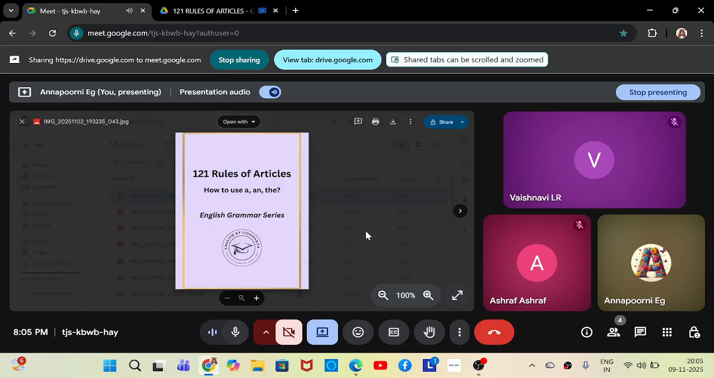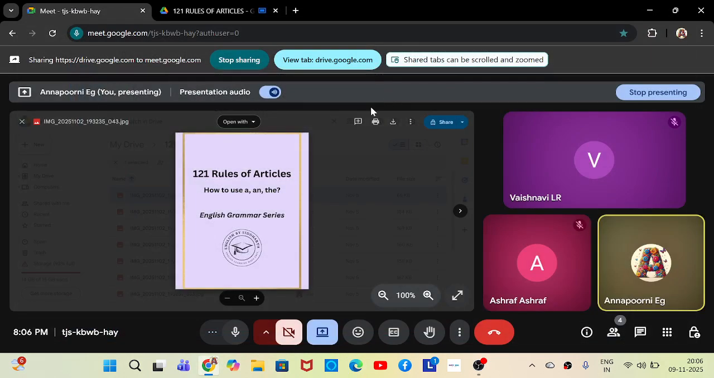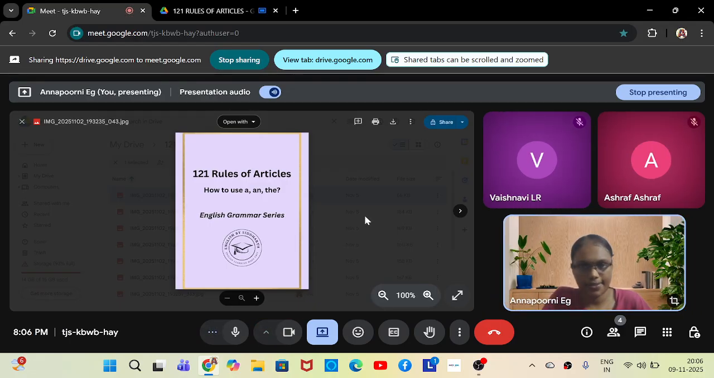So today we are going to look into the 121 rules of articles. This was already handled for Tamil Nadu students yesterday, and Vaishnavi was also there yesterday, but you can attend today also, no problem. So now let's see what are the 121 rules to use articles?